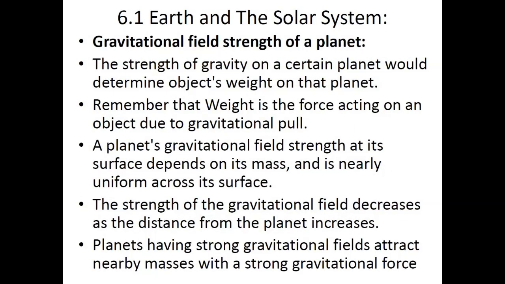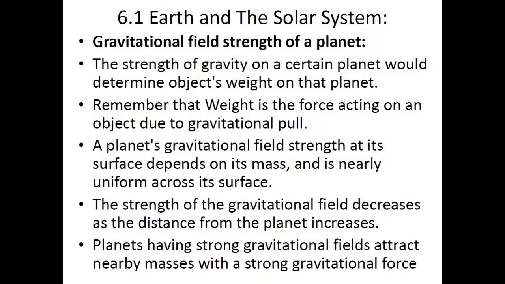Gravitational field strength of a planet. The strength of gravity on a certain planet would determine an object's weight on that planet, and obviously we have discussed that in our section 1 as well. Remember that weight is the force acting on an object due to the gravitational pull. A planet's gravitational field strength at its surface depends on its mass and is nearly uniform across its surface. The strength of gravitational field decreases as the distance from the planet increases.